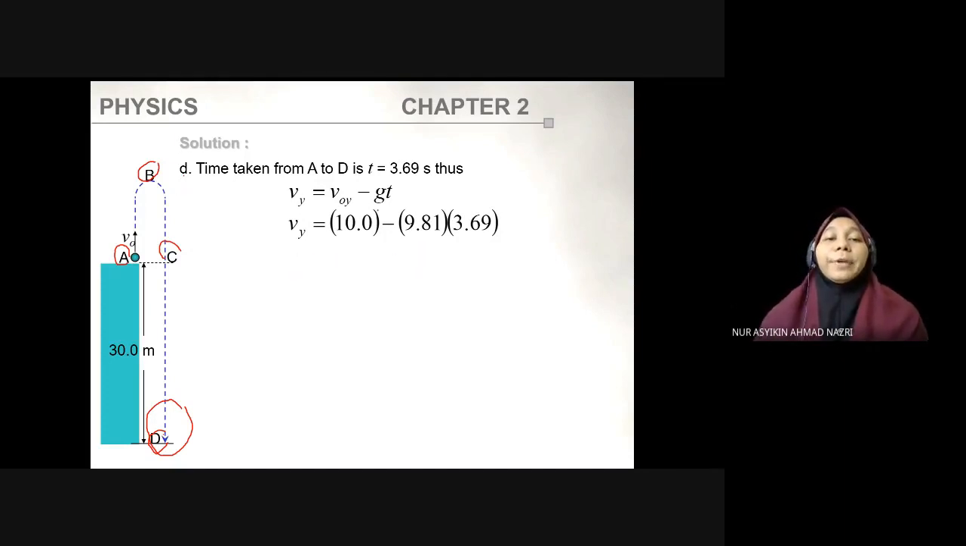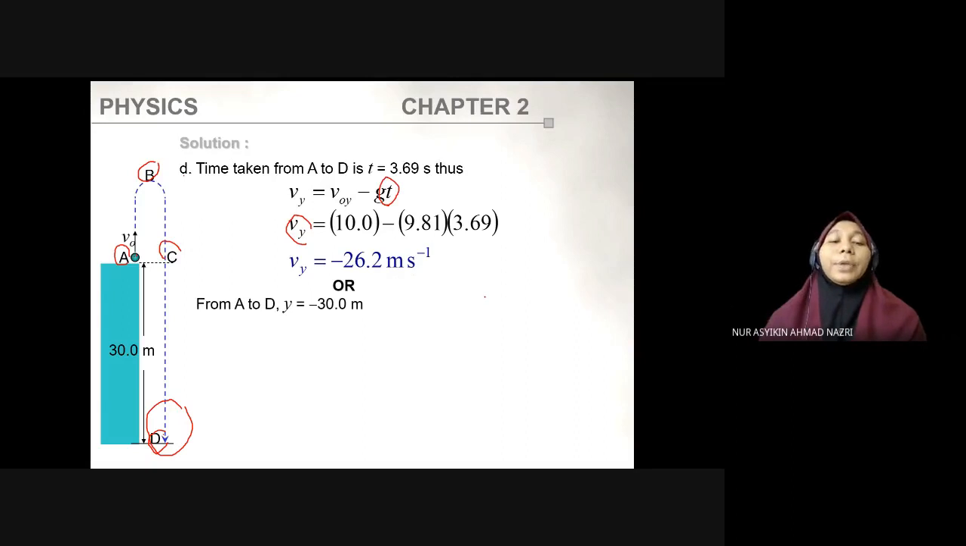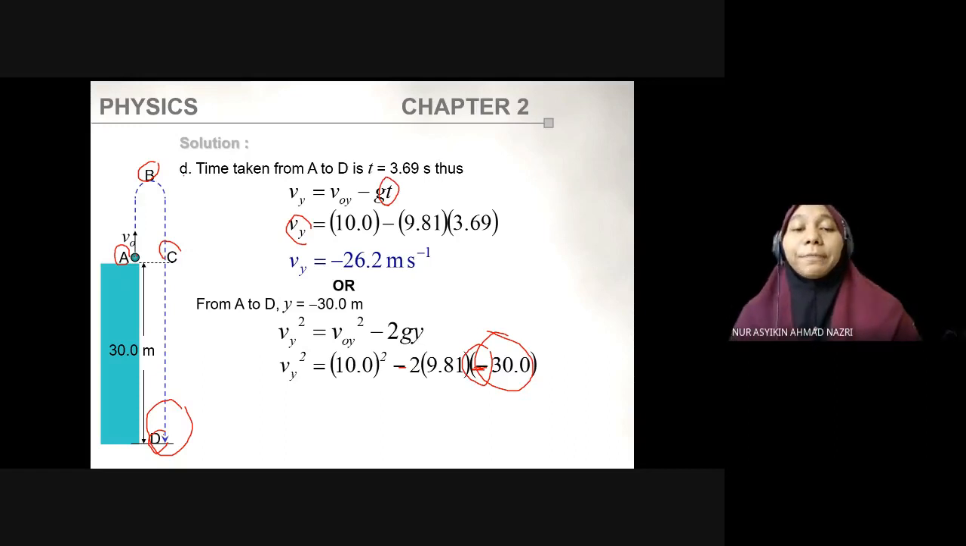Alright, so since we have found the time taken for the ball to travel from A to D, then we can simply use this expression so that we can directly get the value of your final velocity. Or else we can use this also, okay, where we have the maximum height, again negative ya. Again you need to remember to put negative here. Negatif yang ni untuk g, negatif yang ni untuk your height. Tak ada masalah lah yang tu. Okay.